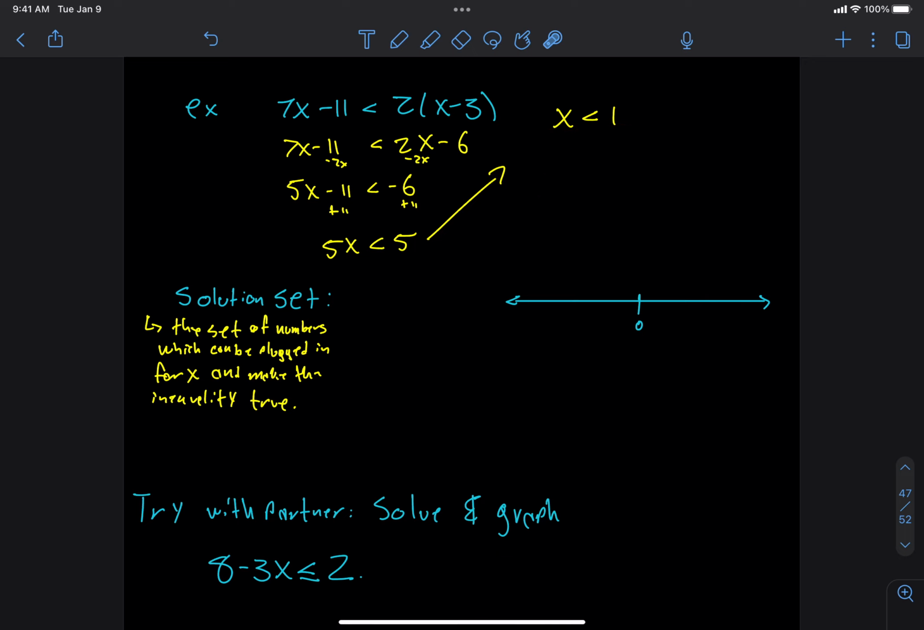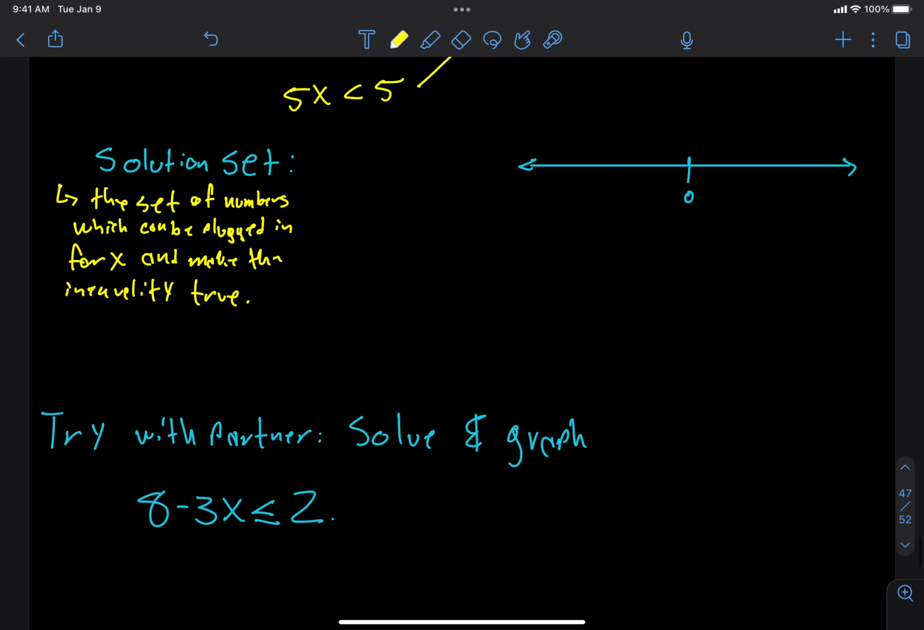Okay, so let's think of a couple examples. Could I plug in 3 for x? No, why not? Because 3 is not less than 1. That would make the inequality false. We want to make it true. How about 0? Could I plug in 0 for x? How about negative 1 million? Yes. And every number in between, right? Every negative number.